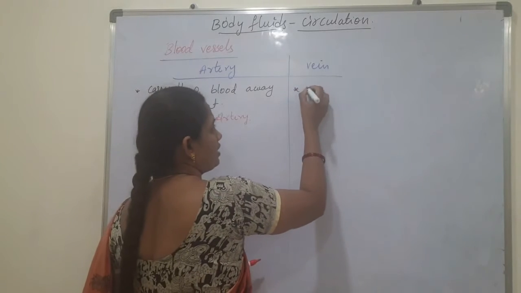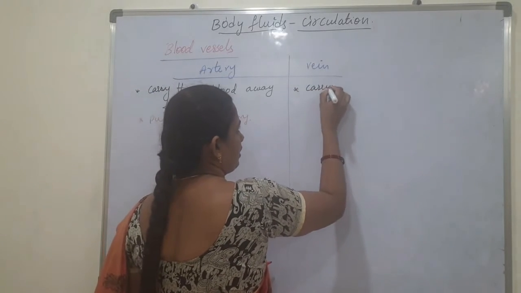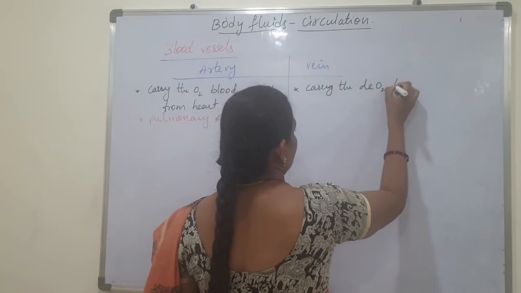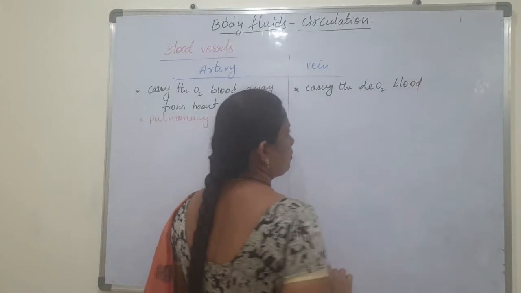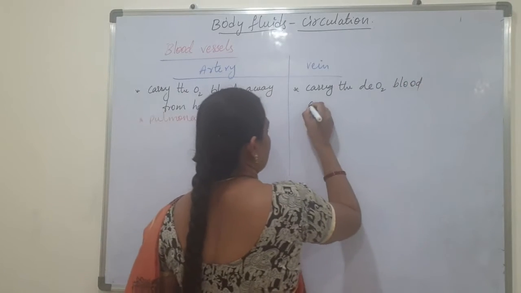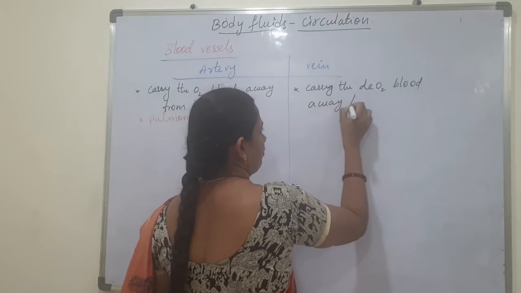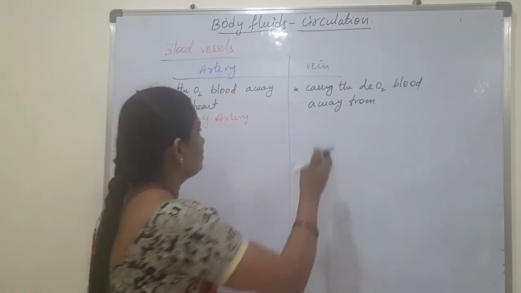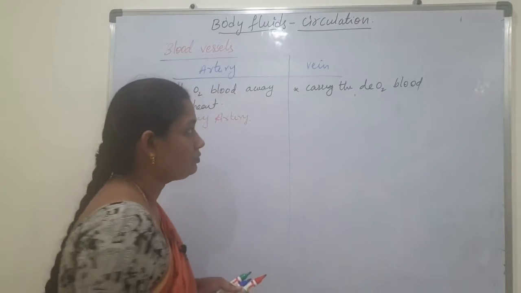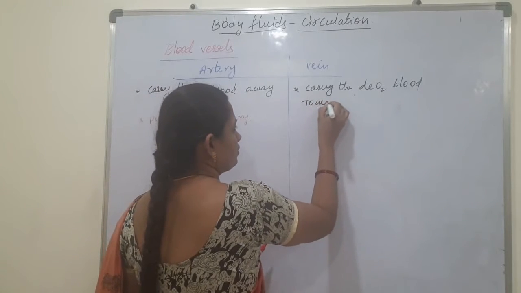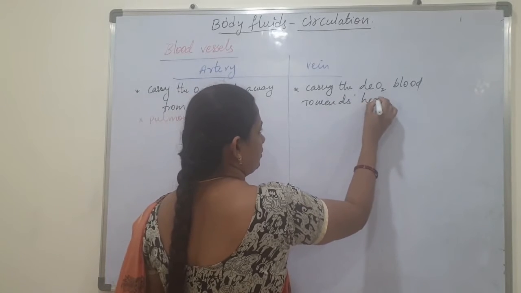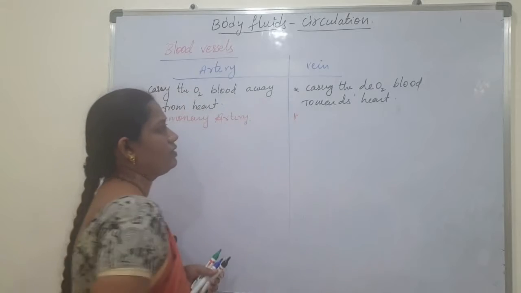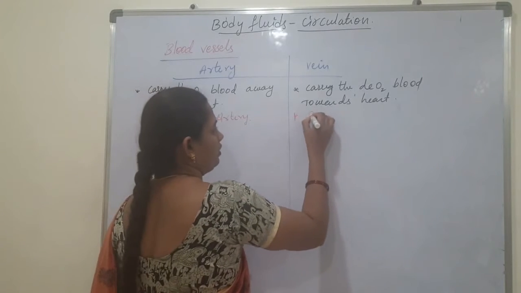Next, veins carry deoxygenated blood towards the heart. Here also one exception is there, that is the pulmonary vein.